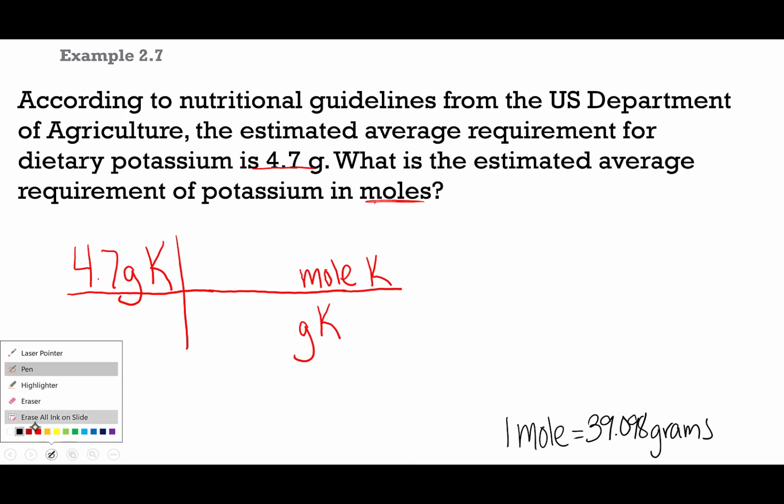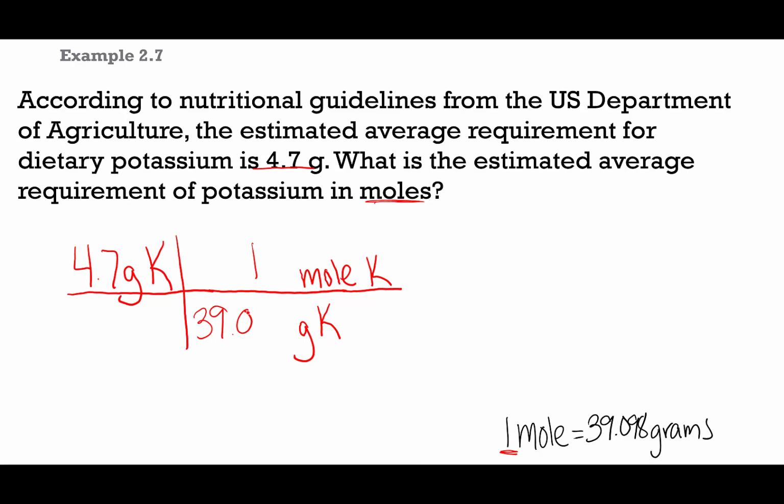So now that we have the values for our equality, we notice the number 1 is still attached to mole. It's going to be that way for a while. And then the number 39.098 is attached to grams. So units of grams cancel. We're going to be left with the unit of mole.